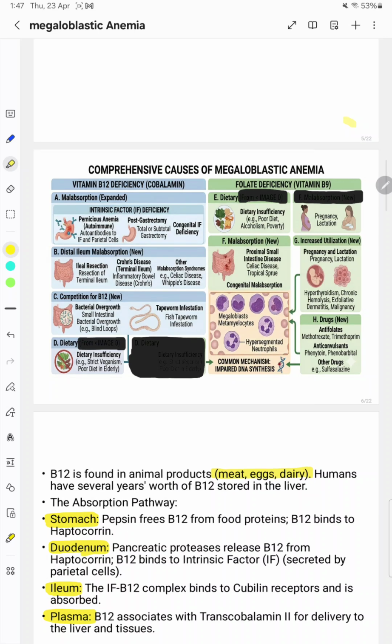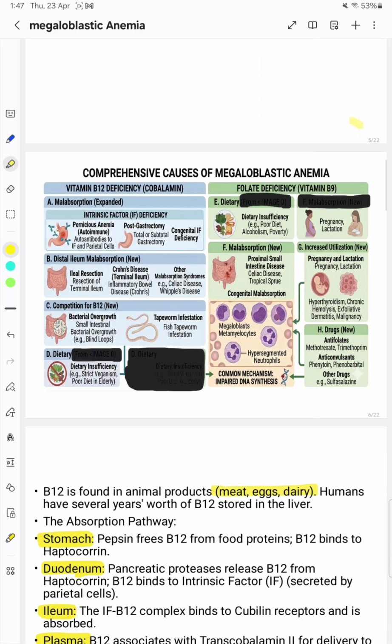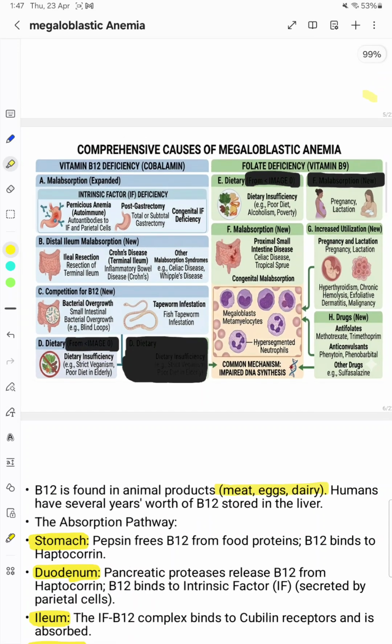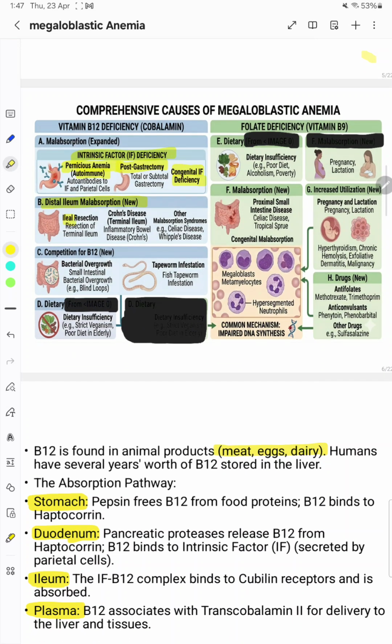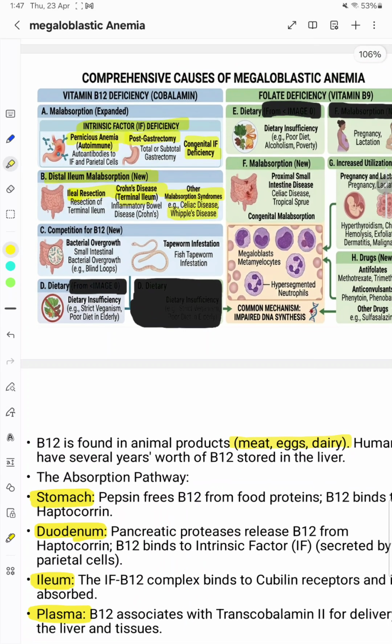What are the causes of megaloblastic anemia? B12 deficiency and folate deficiency can result in the development of megaloblastic anemia, and there are several reasons for vitamin B12 deficiency, like deficiency of intrinsic factor, which can be seen in pernicious anemia, post gastrectomy or congenital intrinsic factor deficiency; distal ileum malabsorption, which is seen in Crohn's disease, ileal resection and some malabsorption syndromes like celiac disease and Whipple's disease.